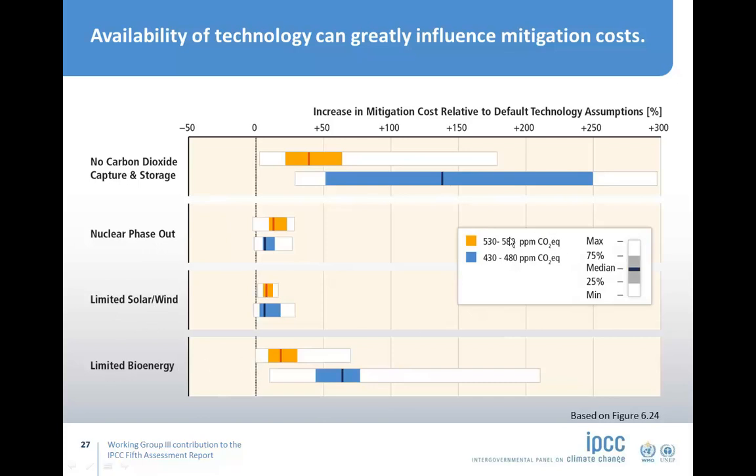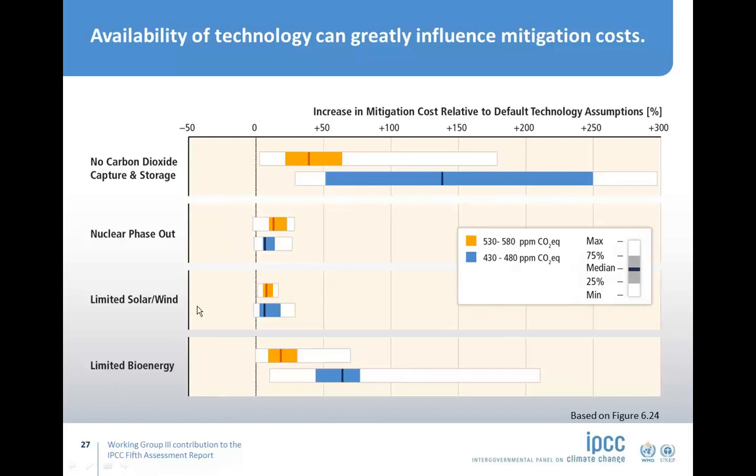And we're looking at our two scenarios. The orange is our 3-degree scenario, the blue is our 2-degree scenario. And we're looking at the increase in mitigation cost relative to default technology assumptions. So it's quite a complex graph this, but what we're saying is, if we do not find technologies to provide carbon capture and storage, then the cost to the planet will be much, much greater.